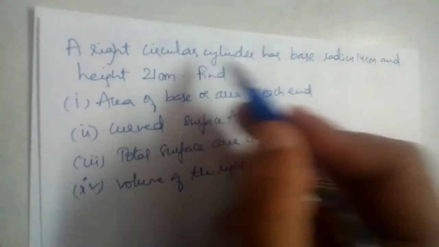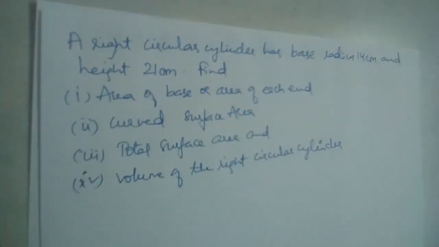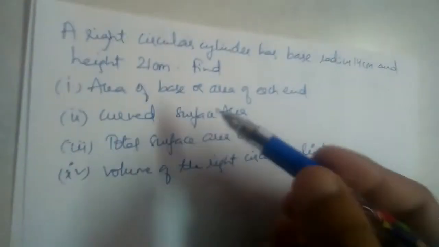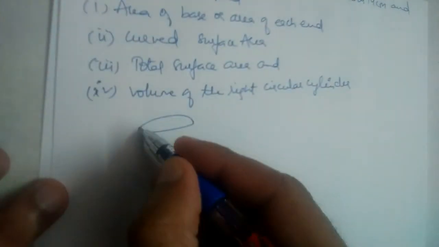A right circular cylinder has base radius 14 centimeter and height 21 centimeter. Okay, we need to find this. There are 4 bits. First, let us draw the diagram. A right circular cylinder. So we have a cylinder.